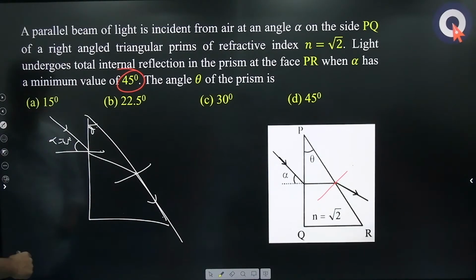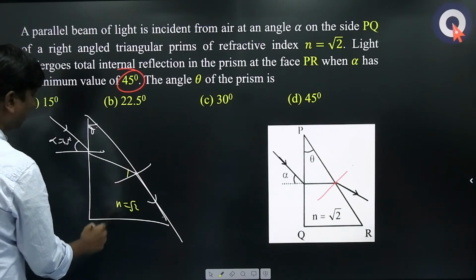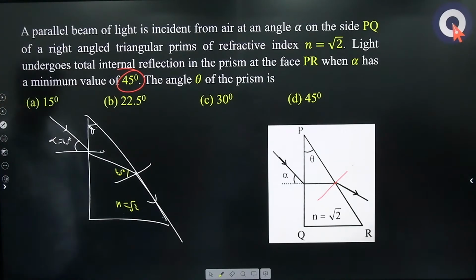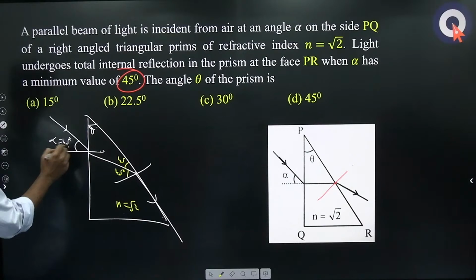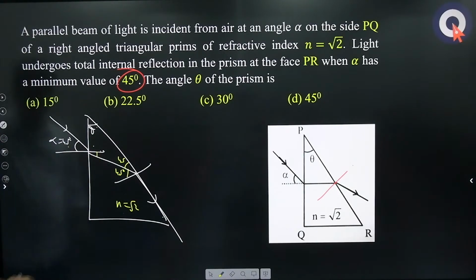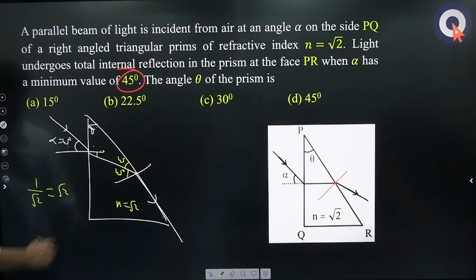So how do you approach? They are asking for theta, and n is equal to root 2. So this becomes a critical angle. The critical angle will be sine inverse of 1 by root 2, so this is 45 degrees. So this is 45, this is also 45, and this is 45, this is 90. Now try to check this angle by applying Snell's law here. 1 into sine 45 is equal to root 2 into sine r.